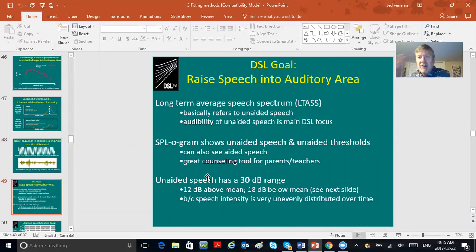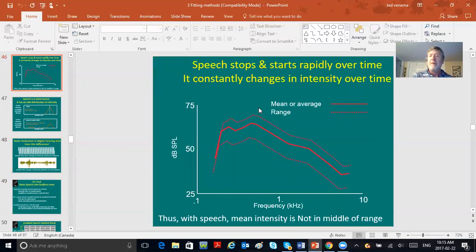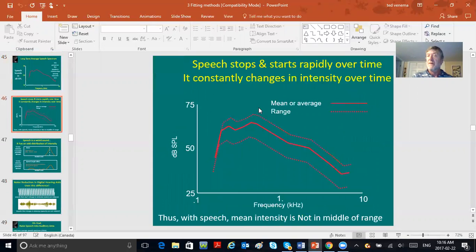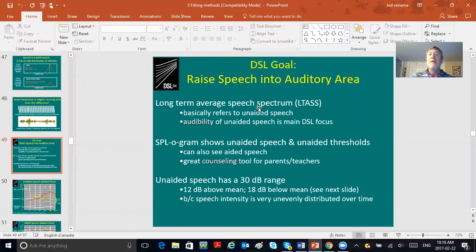Anyway, that's another topic. The DSL goal: raise speech into the auditory area. In other words, put speech into the listener's dynamic range. Put it there. Long-term average speech spectrum basically refers to unaided speech. That's this. Basically, the audibility of unaided speech is DSL's main focus.